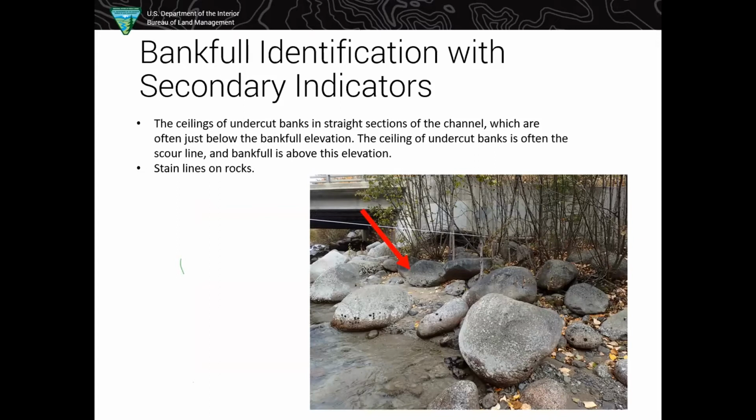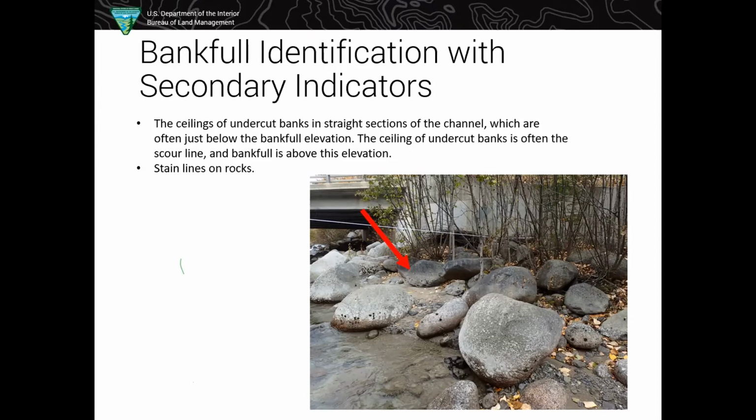Those were the primary indicators. And if you have limited primary indicators, you can also look for secondary indicators, such as undercut banks and straight channel sections. The ceiling of an undercut is often associated with the scour line and is located below bankfull. So you can find the scour line and that undercut and then look directly above that.